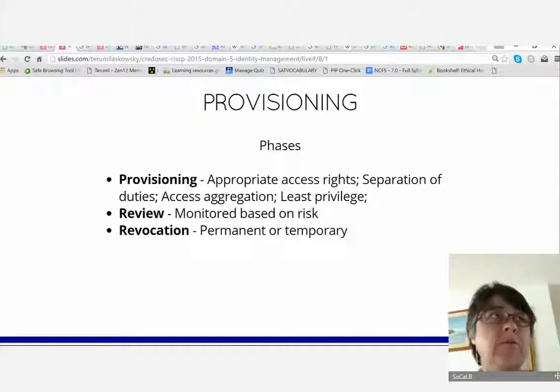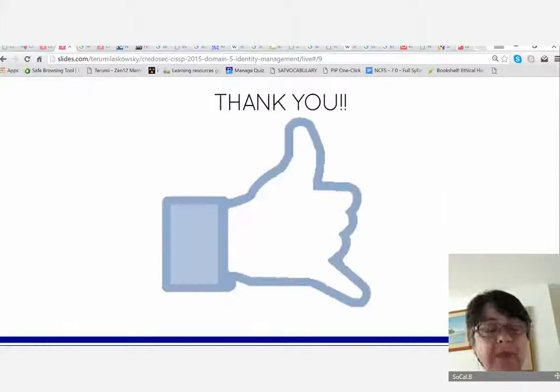Review: monitor based on risk. So you're not going to be reviewing every little thing for a user, maybe, but you will be monitoring every little thing for an admin, for example. Revocation, permanent or temporary. If the person is separated permanently, then it's a permanent revocation. If the person is on, let's say, sabbatical, it's a temporary revocation, but it's still a revocation. That person who's on sabbatical cannot log into the system temporarily while not working for you. That is all I have for you for identity management.